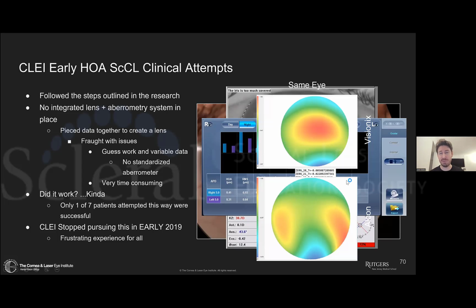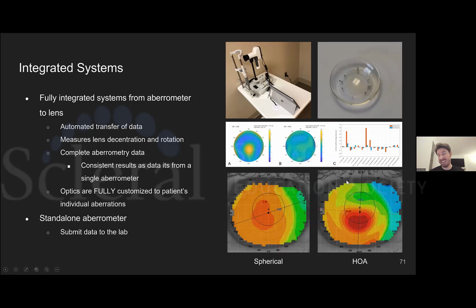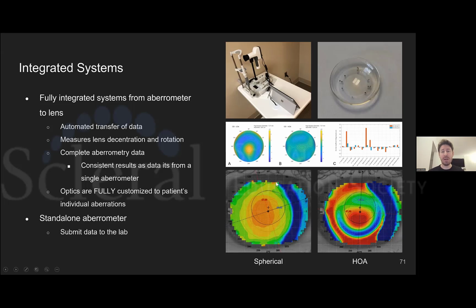These were the same eyes. We got totally different results out of it. Did it work? Kinda, not really. We had 1 out of 7 patients that we tried this on was successful. In the integrated systems that are now available, what we're getting is the full ability to measure this with a lens and directly transfer the information out, and the system just measures the decentration and the rotation of the lens, and you get complete data. The optics are fully customized to the individual, and this is submitted directly to the lab. I get a lens back, and that's kind of it.